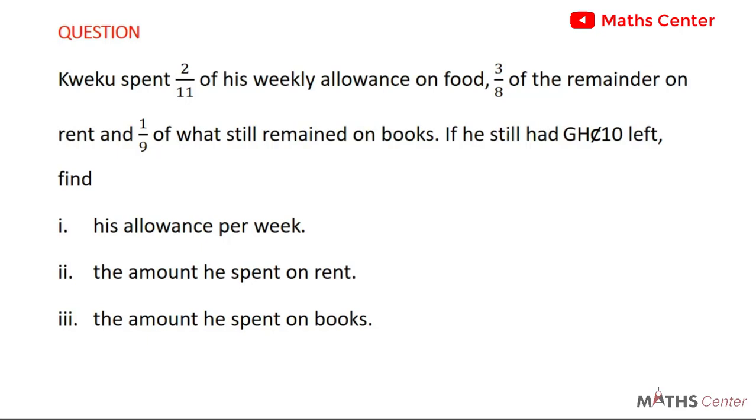Kweku spent 2/11 of his weekly allowance on food. Then, of what remained, he spent 3/8 on rent. Then, of what remained after that, he spent 1/9 on books and still had 10 Ghana cedis left. So we are supposed to find his weekly allowance, then the amount he spent on rent, then the amount he spent on books.